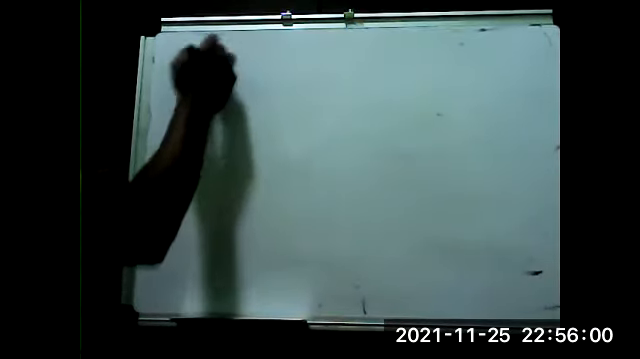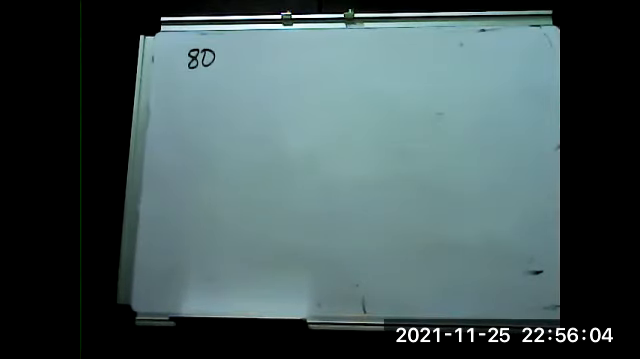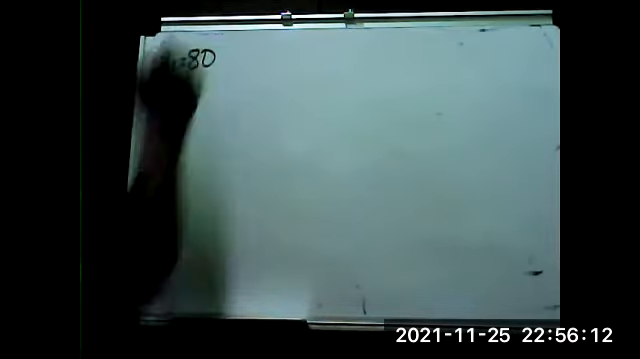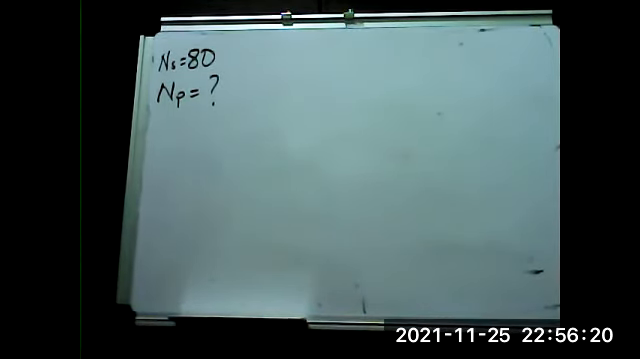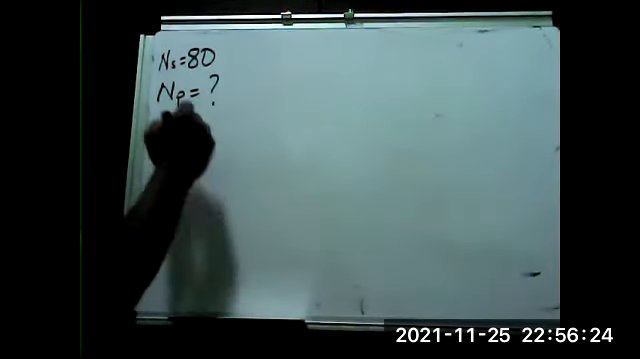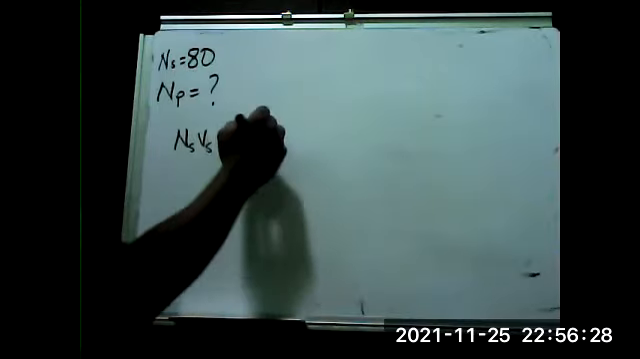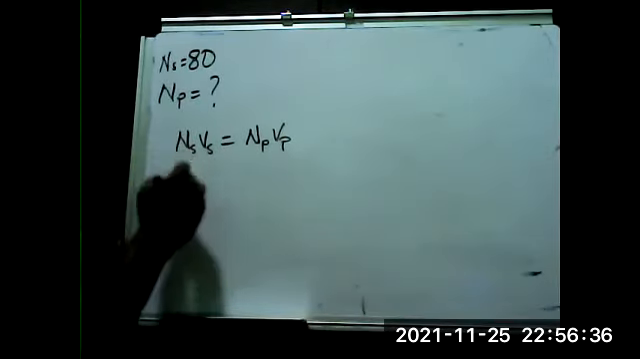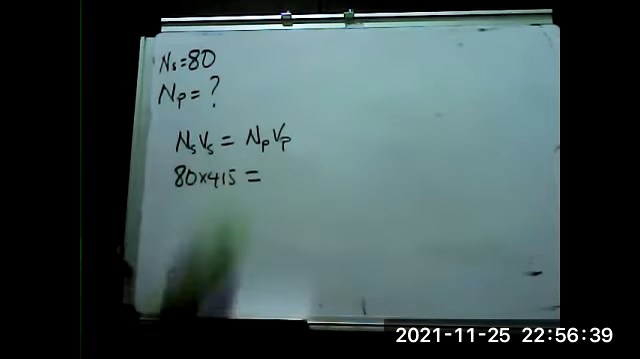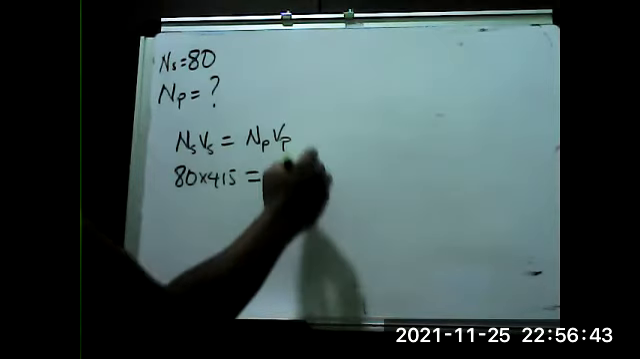The approximate primary turns. Good. So secondary, 80 turns is where? On the primary? No, on the secondary. So now they want it for the primary. So NS is 80. What about NP? Okay. So NS VS should be equal to NP VP. So NS is 80, VS is 415, NP we don't know, VP is 11,000.